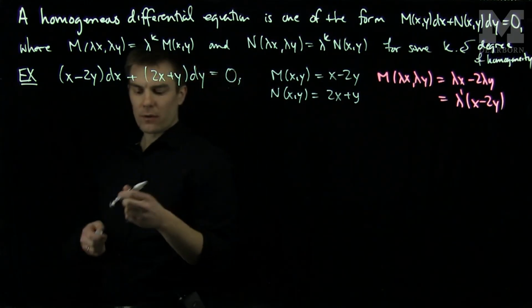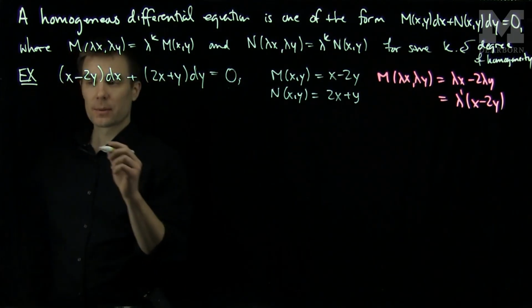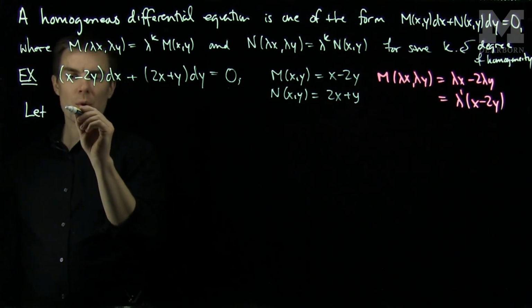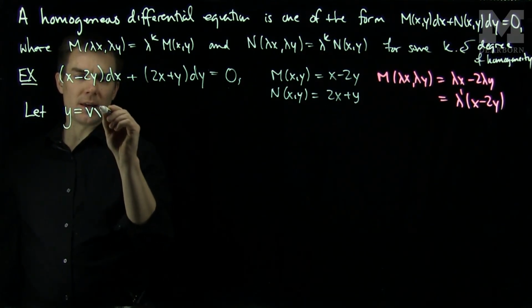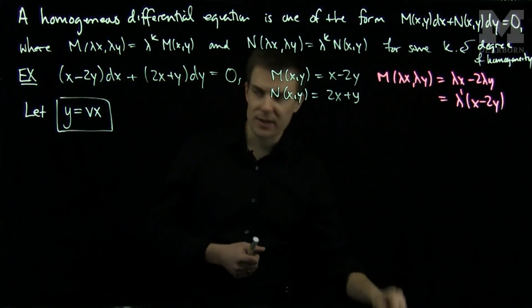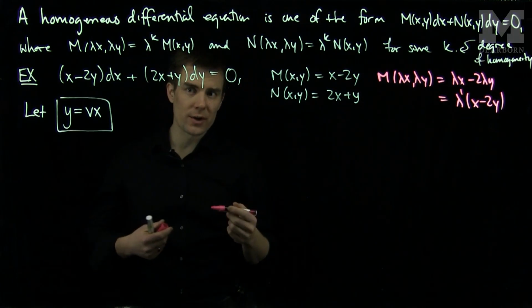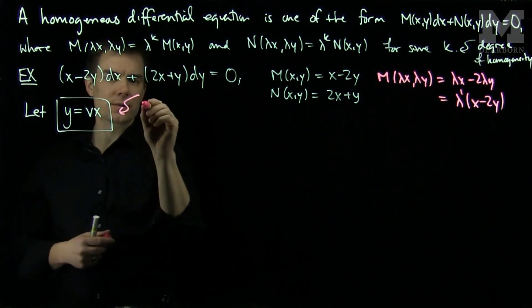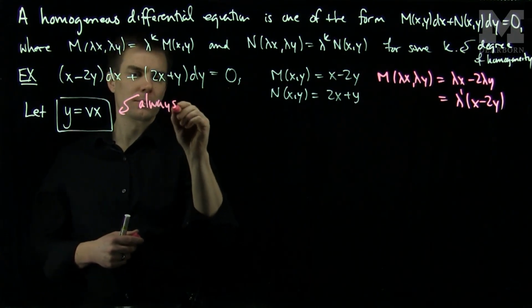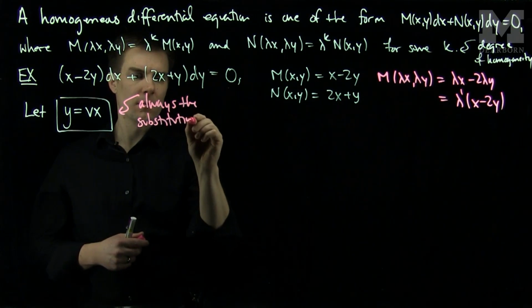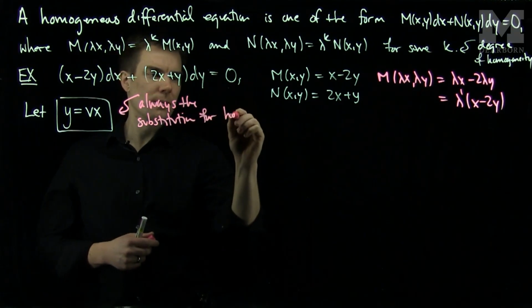So, in order to solve homogeneous differential equations, we'll make the following substitution. And this will be true for all homogeneous differential equations. We will let y be equal to vx. So this is the substitution that's made for all homogeneous differential equations, if it's of degree 1, degree 2, of any degree. So this is always the substitution for homogeneous equations.